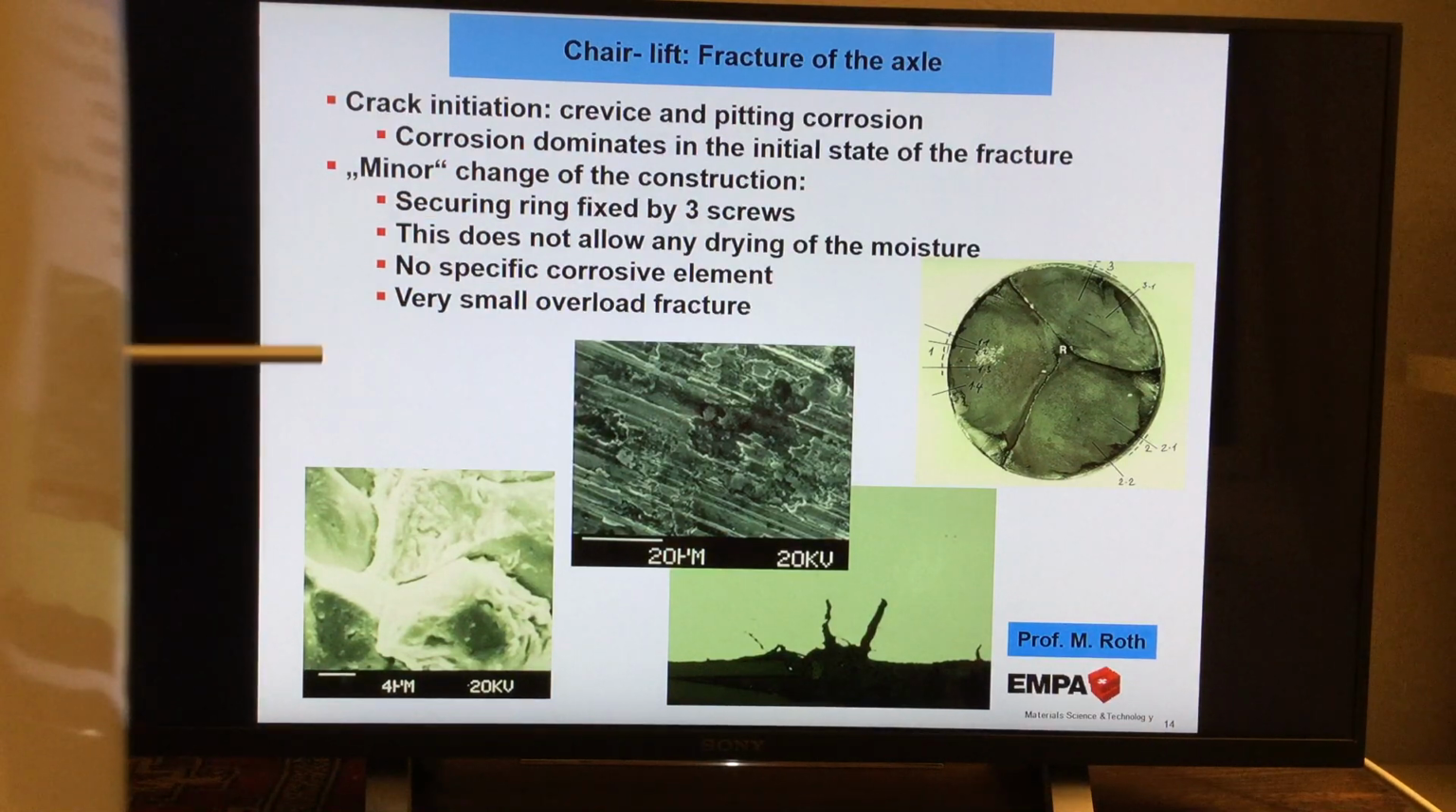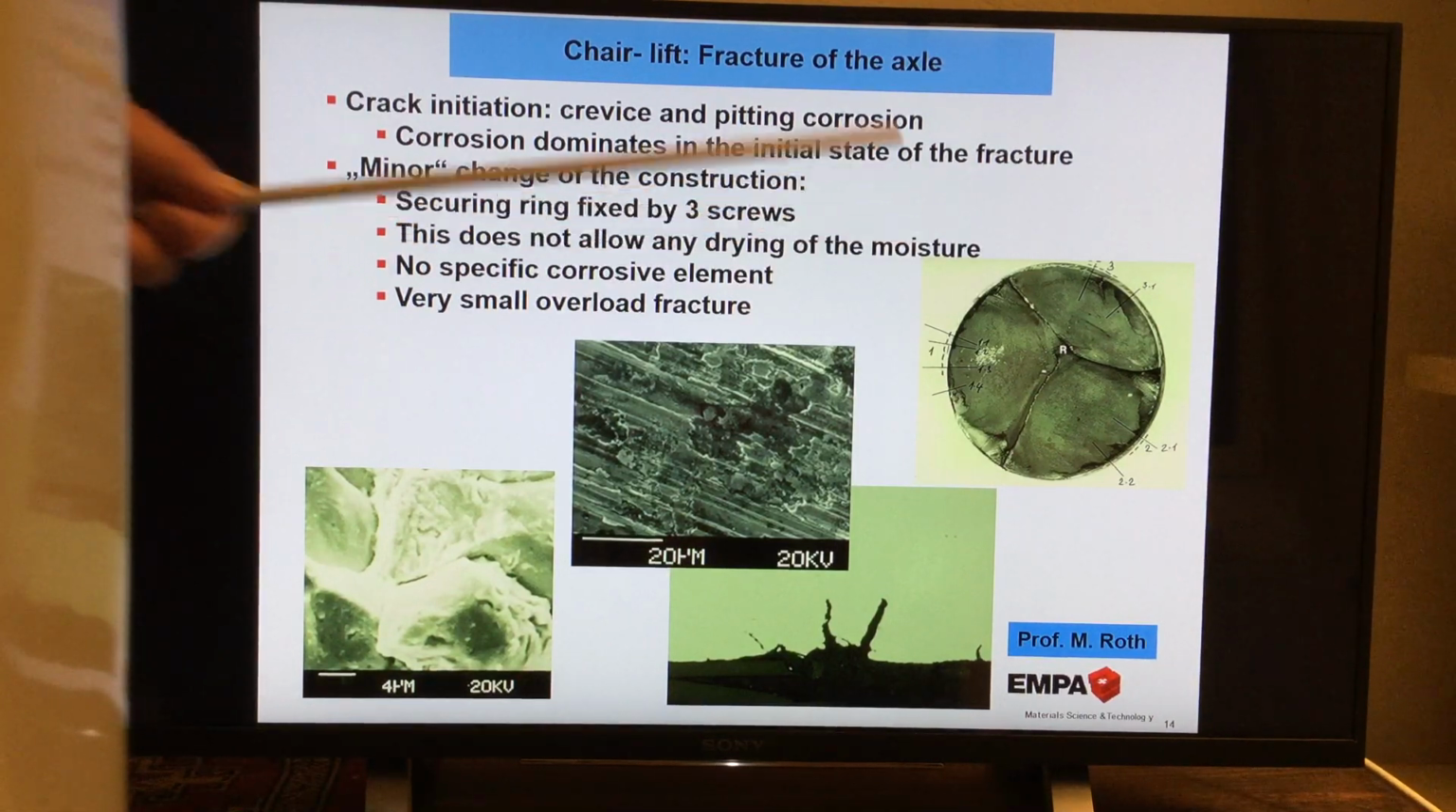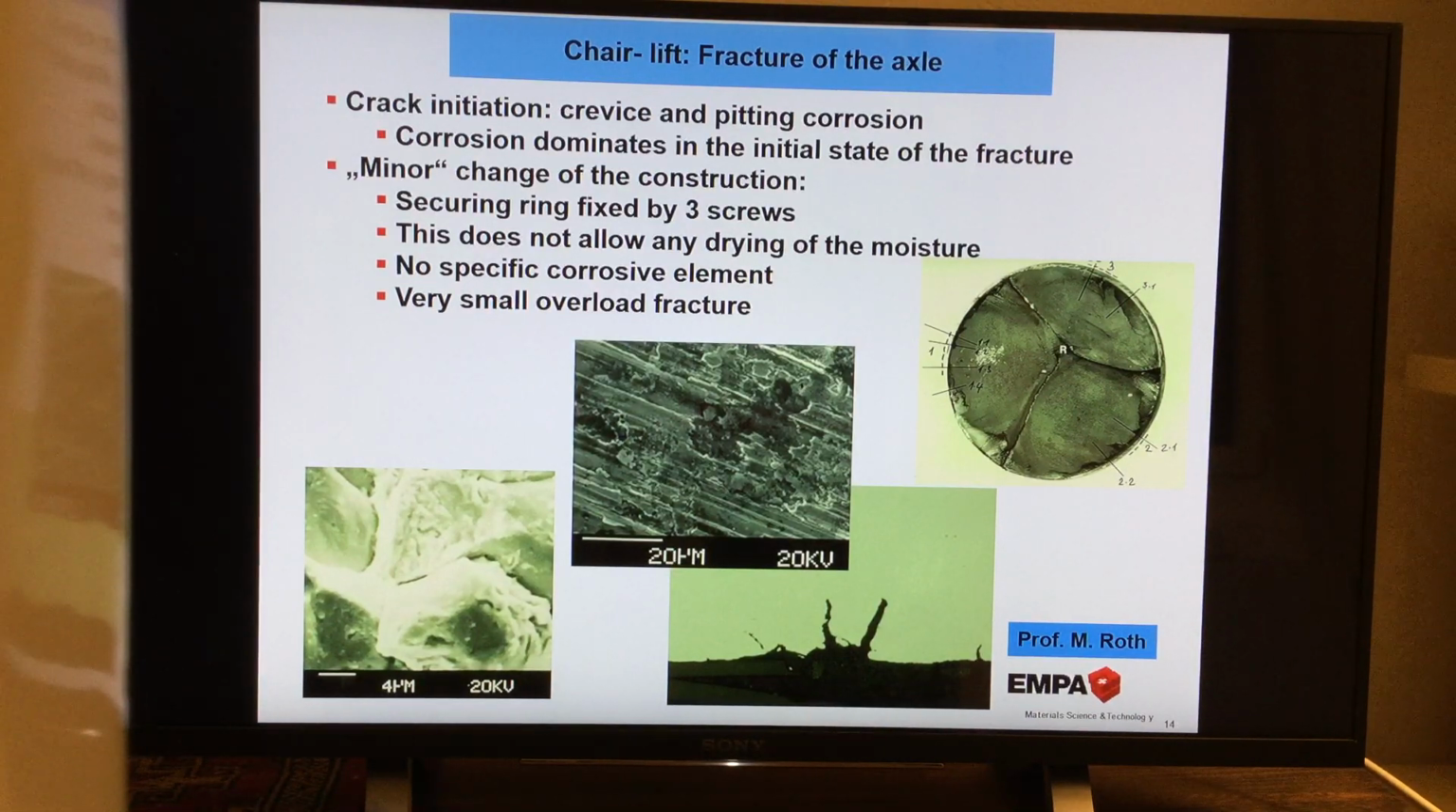And now it's coming up. When we have a look then at the design again, I already tell you, this does not allow any drying of the moisture. We all the time have moisture around, the metal is cold, the air is wet, and then the humidity is especially transferred to this metal part.